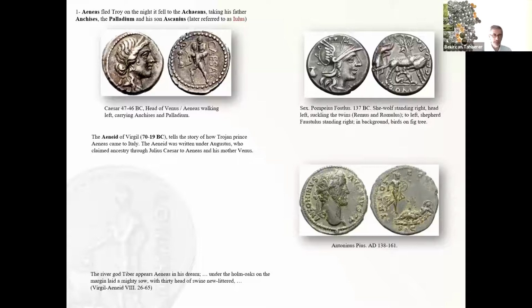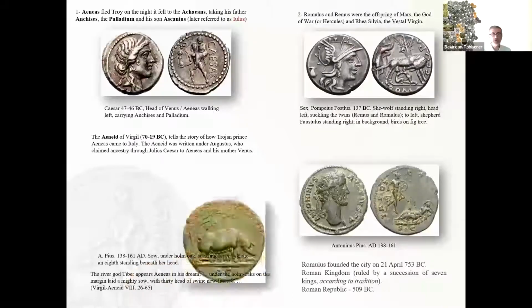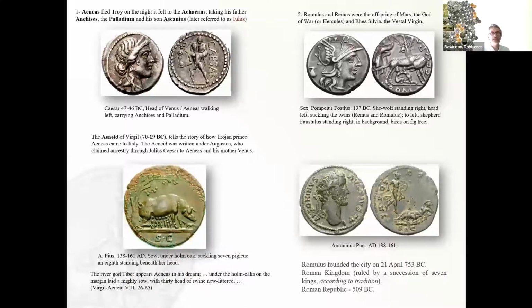So here I have 3 coins. Actually, there should be a 4th coin here, so let me put them all together. So Julius Caesar simply claims that his family lineage is connected to Venus, and also through Venus he connects himself to the mythology of Aeneas, and he depicts that on his coins.